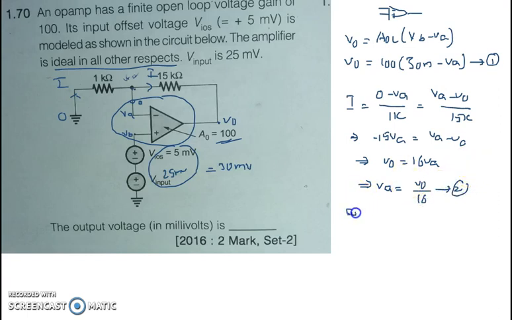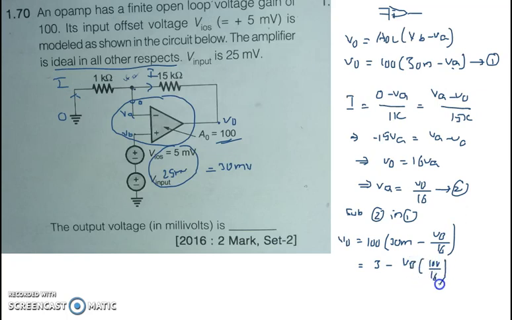Now I am substituting equation 2 in 1. See, it is equation number 1. I am substituting VA, that is V0 by 16, into this part. Now my expression for V0 is V0 is equal to 100 into 30 milli minus V0 by 16. If I simplify, 100 into 30 milli becomes 3 minus V0 into 100 by 16. Clear? Sorry, it is V0, right? Because it is V0 by 16.